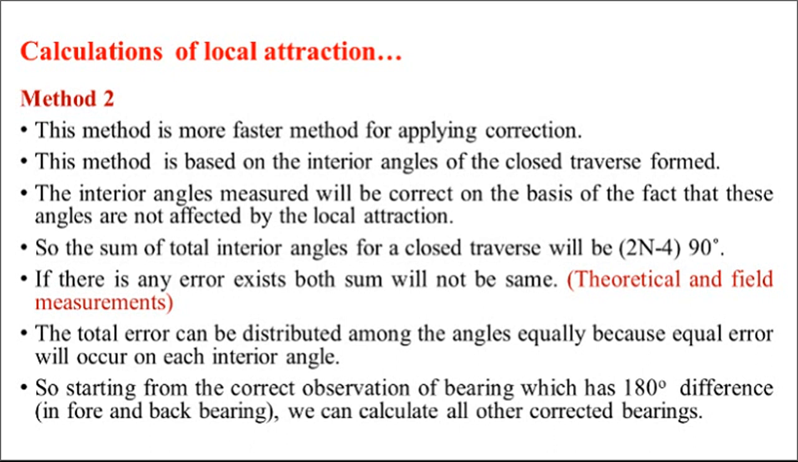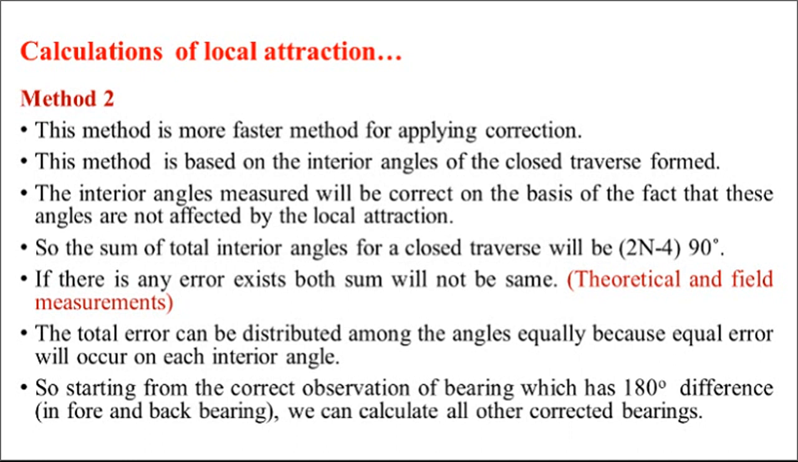The theoretical sum means calculated by the formula 2n minus 4 into 90 degree, and field measurement means the reading which we have taken actually in the field. The total error can be distributed among the angles equally because equal error will occur on each interior angle.